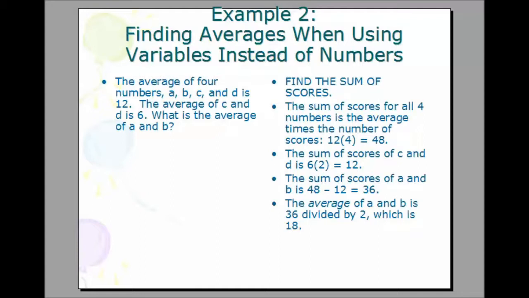The sum of scores for all 4 numbers is the average times the number of scores. The average is 12. We have 4 scores. The sum of scores is therefore 48. The sum of scores of C and D is its average times the number of scores, which is 6 times 2, which is 12. The sum of scores of A and B is the difference between the two figures above. Therefore, it's 48 minus 12 equals 36. The average of A and B is 36 divided by 2, which is 18.